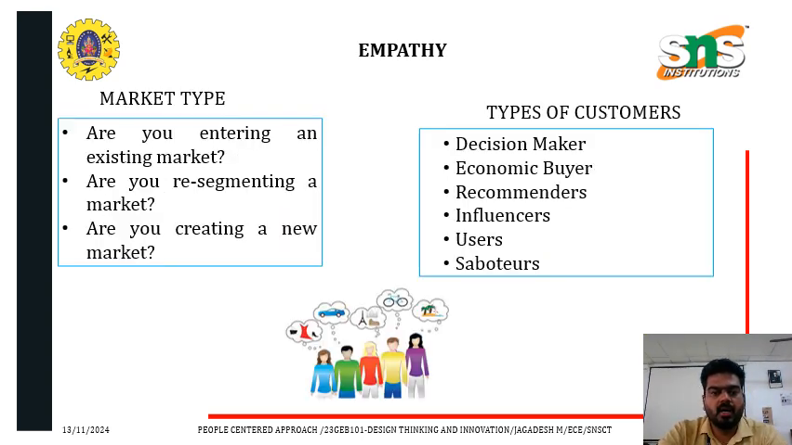So here we have the market type. Are you entering an existing market? Are you re-segmenting a market? Are you creating a new market? The types of customers are: decision maker, economic buyer, recommenders, influencers, users, and saboteurs. When you are thinking of marketing jobs, we have to look at those types of empathy points, the key points.